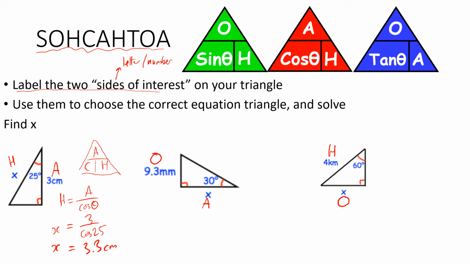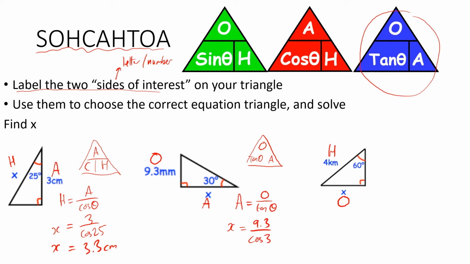So let's look at our second one. We've labelled O and A. So that's going to be a Toa triangle, because that's the only one that's got O and A in it. We could write that down first if we want. And then we could think, well, we're finding the adjacent, so that means we need to do our division again. So A is O over tan theta. That means we're going to say x is equal to 9.3 over cos 30. That's going to give us 10.7 millimeters this time.